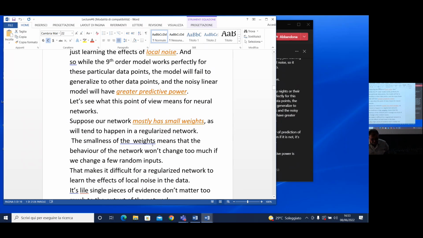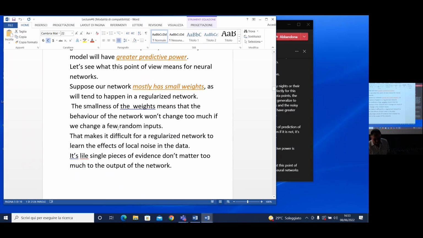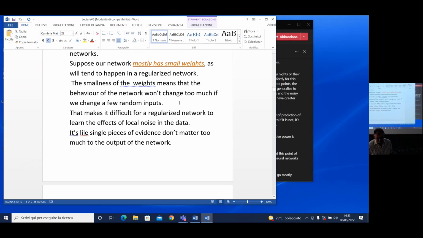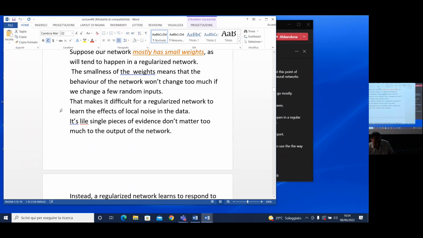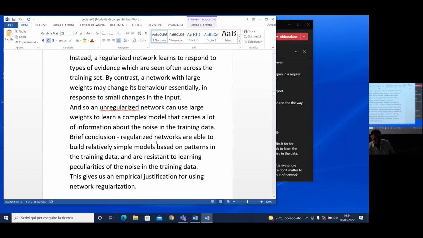So let us see what this point of view means for neural networks now. Suppose our network mostly has small weights, as tends to happen in a regularized network. Epoch by epoch, it tends to diminish the weights coefficients. That makes it difficult for a regularized network to learn the effect of local noise in the data. Single pieces of evidence don't matter too much to the output of the network. And instead of this, a regularized network learns to respond to types of evidence which are seen often across the training set.